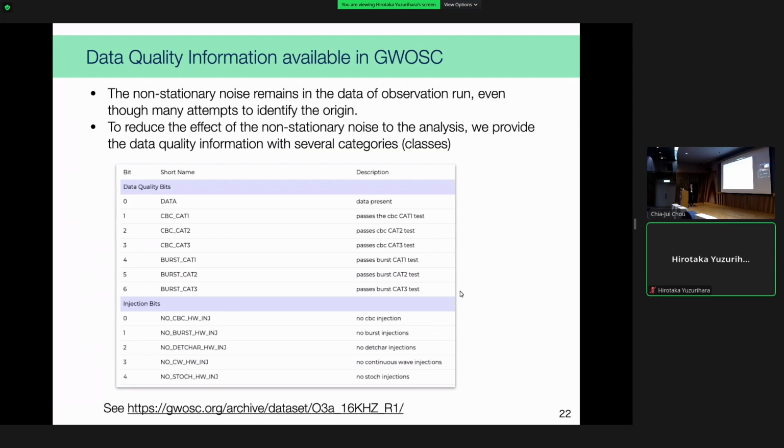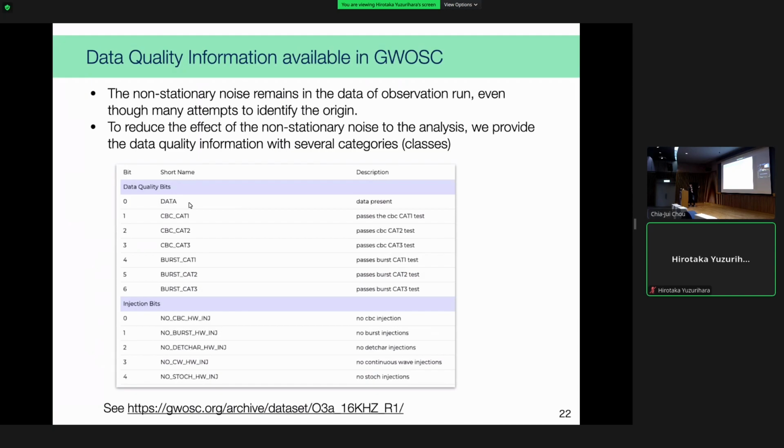At first, there are several categories or labels, and the top one indicates whether data is available or not. There are also several other categories. In addition to that, sometimes experts perform a hardware injection into the interferometer to test it.